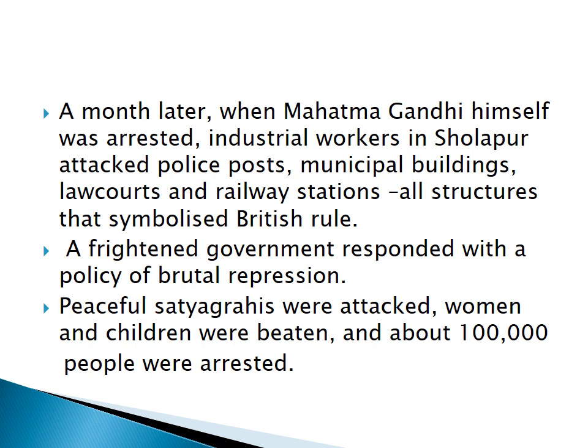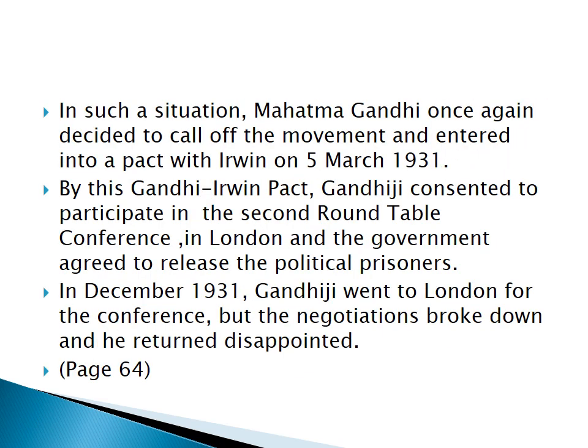A frightened government responded with a policy of brutal repression. Peaceful satyagrahis were attacked, women and children were beaten, and about 1 lakh people were arrested. In such a situation, Mahatma Gandhi once again decided to call off the movement and entered into a pact with Lord Irwin on 5th March 1931. By this Gandhi-Irwin Pact, Gandhiji consented to participate in the Round Table Conference in London, and the government agreed to release all the political prisoners.